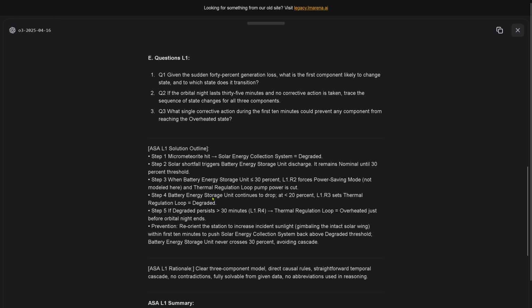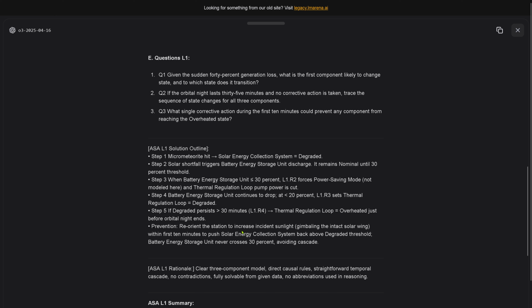This means that the battery energy storage unit continues to drop, and at less than 20% we have a new rule that sets the thermal regulation loop to degraded. And if this degraded status persists for more than 30 minutes, see rule number 4, the thermal regulation loop goes overheated just before the orbital night ends.